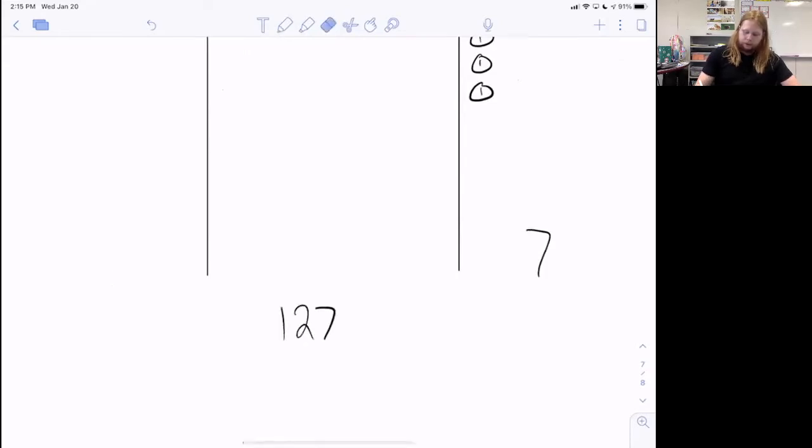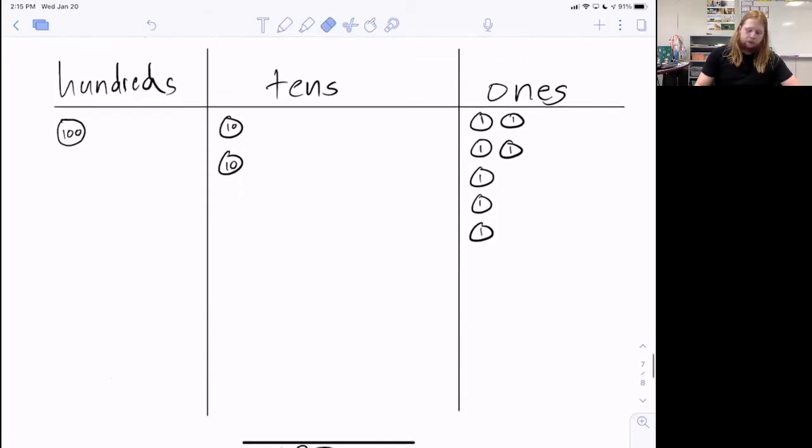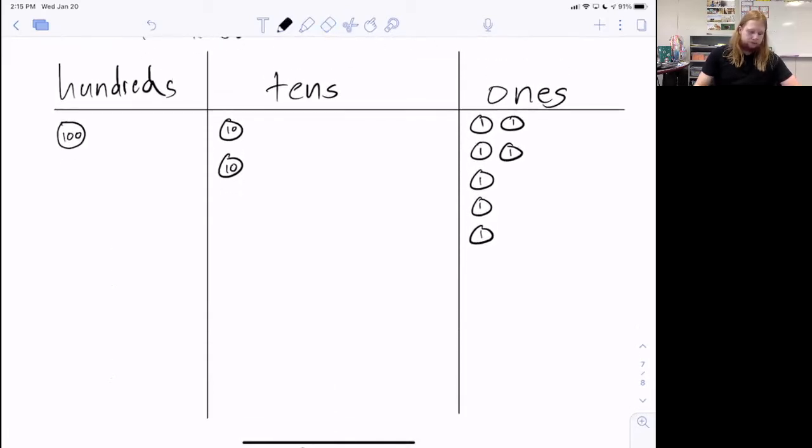Cool. So I'm going to go back up here because now we're going to talk about something else that's interesting. What if I added 10 more? I'm going to do a different color for this too. What's this number now? So it was 127. If I add 10 more, what would it be? It would be 137.